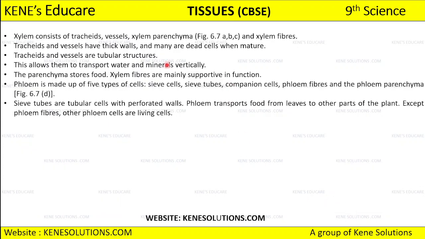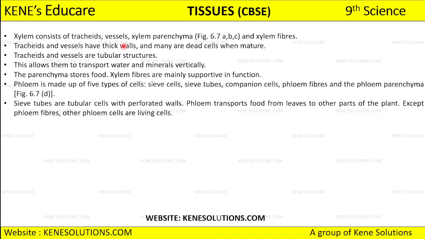Okay, so see what has been given here. Xylem consists of tracheids, vessels and xylem parenchyma as well as xylem fibers. So what all does xylem have? It has tracheids, it has vessels, it has xylem parenchyma as well as xylem fibers all together. Okay, so the tracheids and the xylem vessels are going to have thick walls, and many of them are going to be dead cells when they mature. So when the cells are maturing, what happens? They are dead.